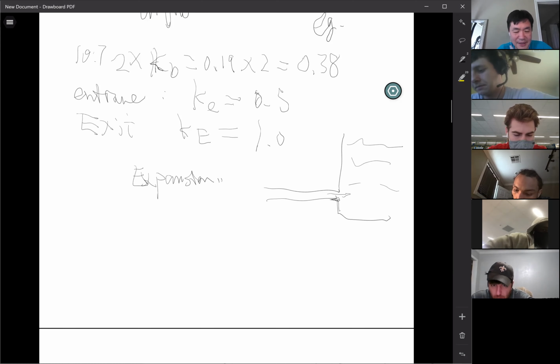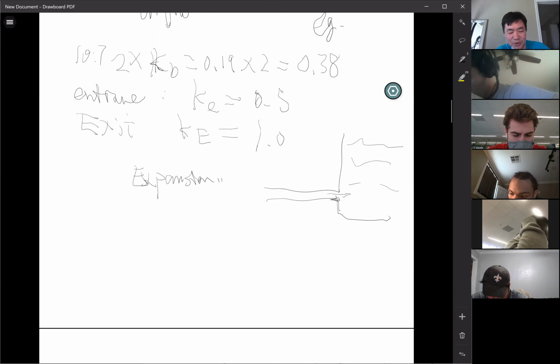Is that clear, everybody? So in the table, you also have a contraction and an expansion. Both of them are decided by the D ratios as well as the transition angle. I think it's clearly drawn on the diagrams. You should be able to find the case for these two cases. For the 90-degree miter bend, there's a vane there for the 90-degree sudden change. Sudden change is terrible, so they put the vanes inside the turn to make it a little bit smoother, okay?